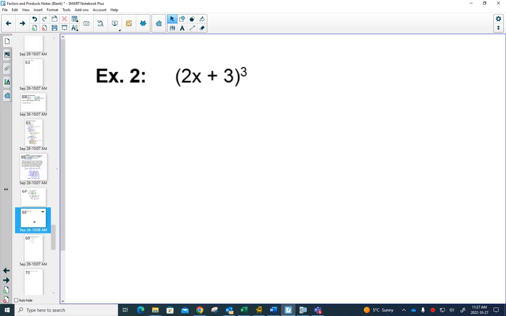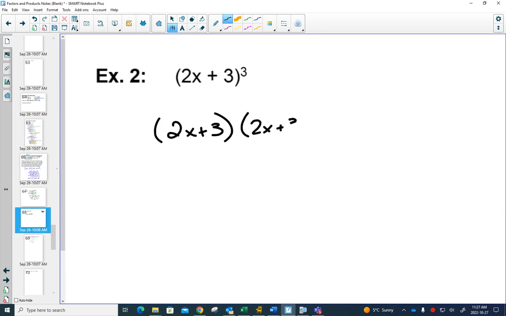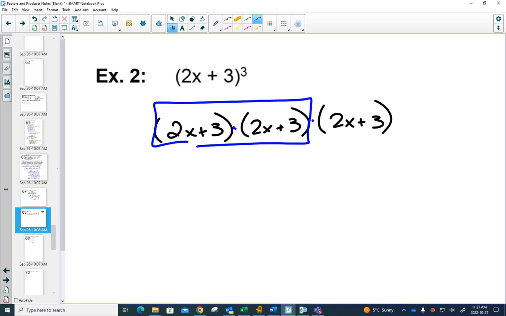Okay. What does this little 3 mean? It does it 3 times. 3 times. So 2x plus 3, 2x plus 3, 2x plus 3. How do you multiply three things? You do two first. Most people would probably choose the first two. Anybody want to do the left or the up? Oh, it doesn't matter. They're all the same. So, we'll choose the first two.